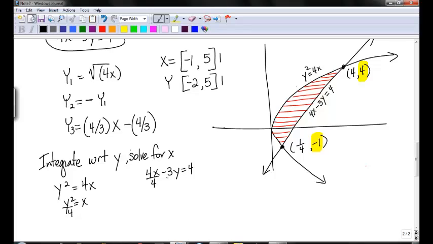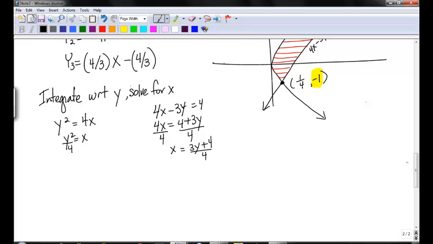Divide by 4 on both sides. Oh, wait a minute. Hang on. I wrote that wrong. It was 4x minus 3y equals 4. First I added 3y, so I have 4x equals 4 plus 3y. And then divide by 4 on both sides, and x equals (3y plus 4) over 4.